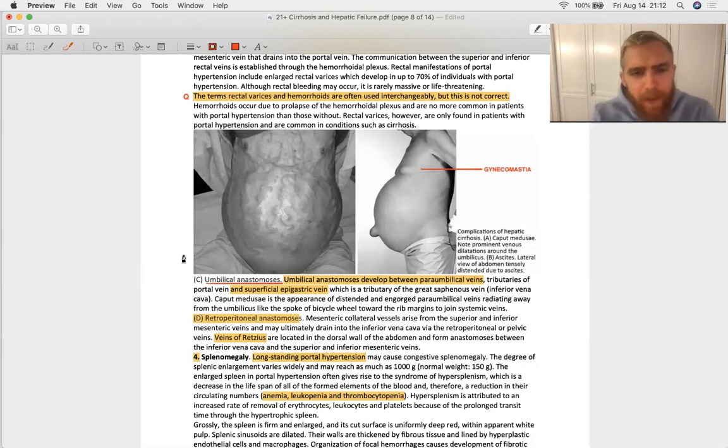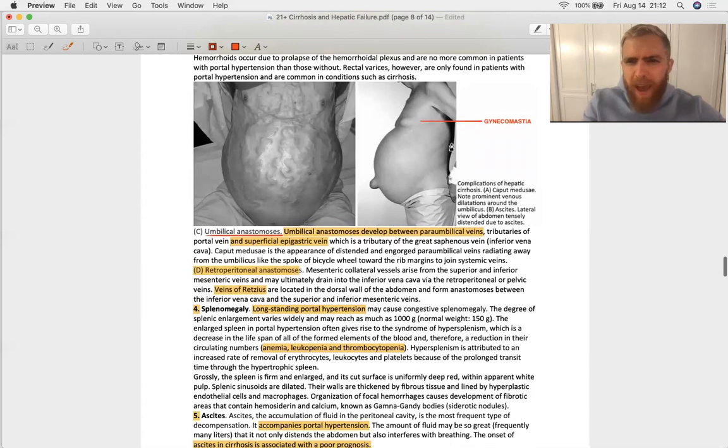Back to the SDL. This is the caput medusa, which means head of snakes, which is essentially a tortuosity of different veins running across the surface of the abdominal wall, and they develop between your paraumbilical veins and the superficial epigastric veins.